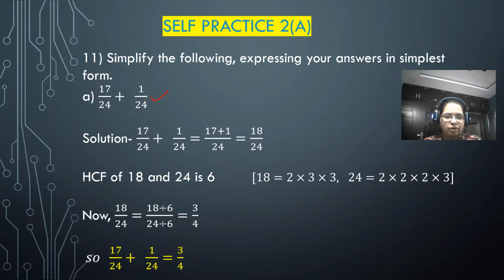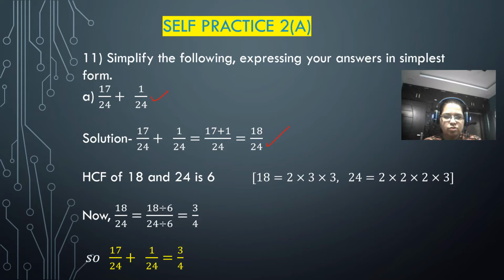So here add the numerators, that is 17 and 1. 17 plus 1 is 18 and write down the denominator 24. So 17 plus 1 divided by 24 equal to 18 divided by 24. Now we have to express this fraction in simplest form.